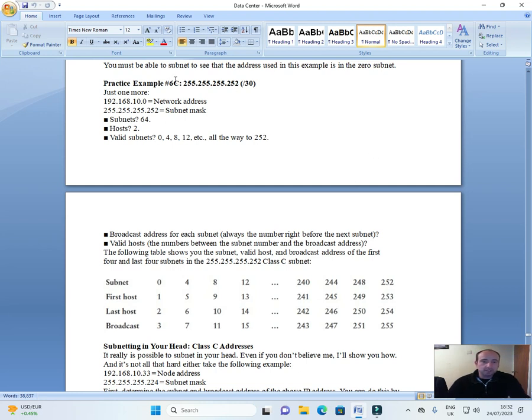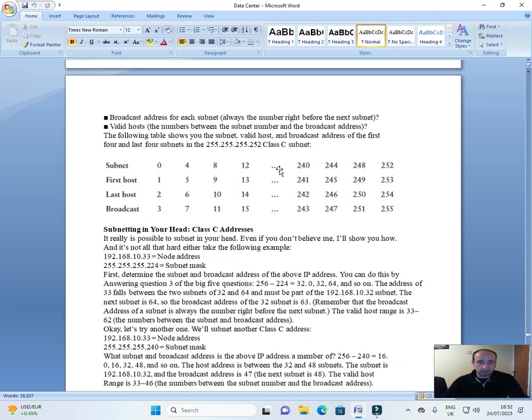Practice example: 192.168.10.0 equals network address, 255.255.255.252/30 equals subnet mask. Just one more. Subnets? 4 hosts, 2 valid. Subnets 0, 4, 8, 12 etc. all the way to 252. The broadcast address for each subnet is always the number right before the next subnet. Valid hosts are the numbers between the subnet number and the broadcast address.